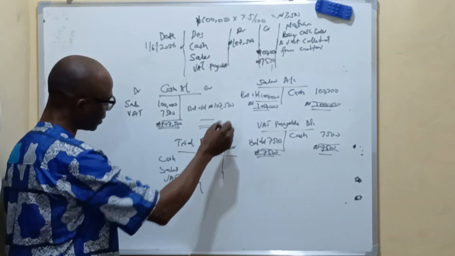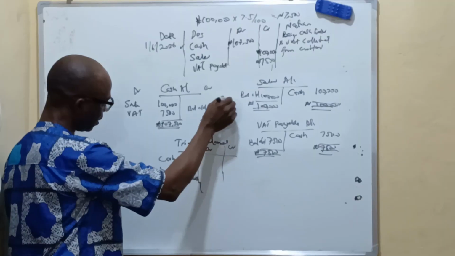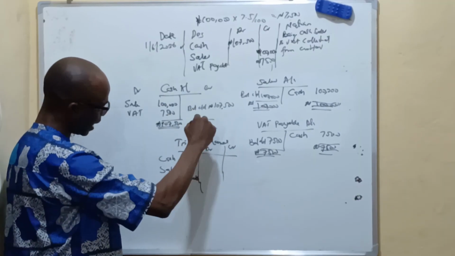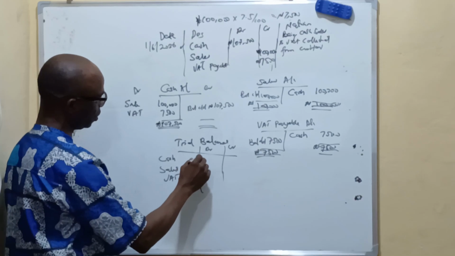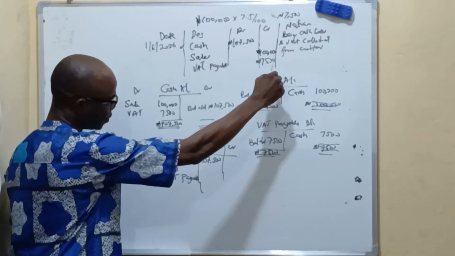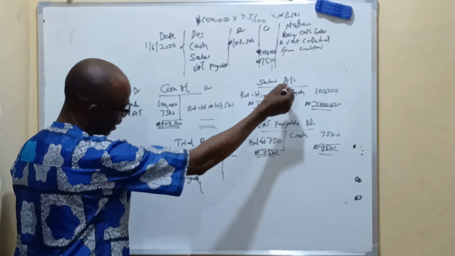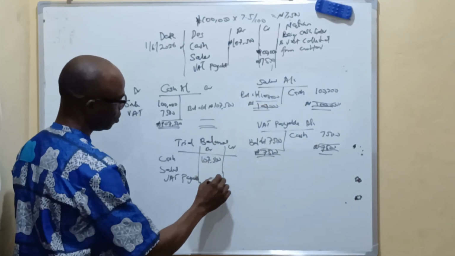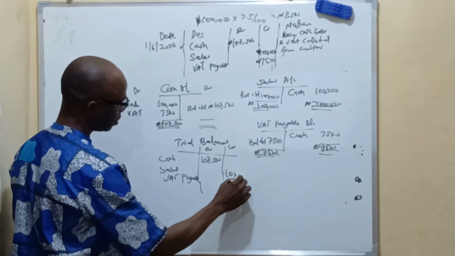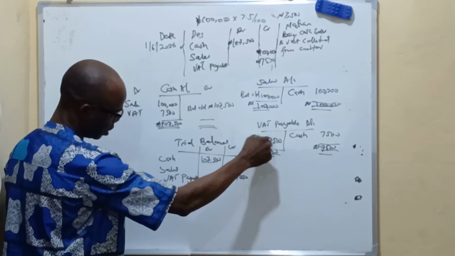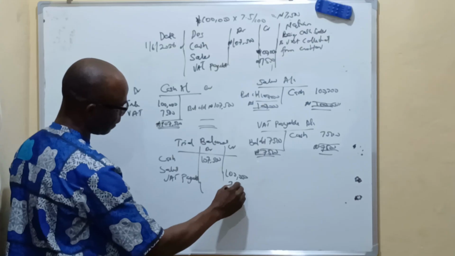You take the balance here, on the debit side of the cash. So it's 107,500. You go to the sales on the credit side. You see, this balance is on the credit side. You take 100,000. Then the VAT payable is on the credit side, 7,500.